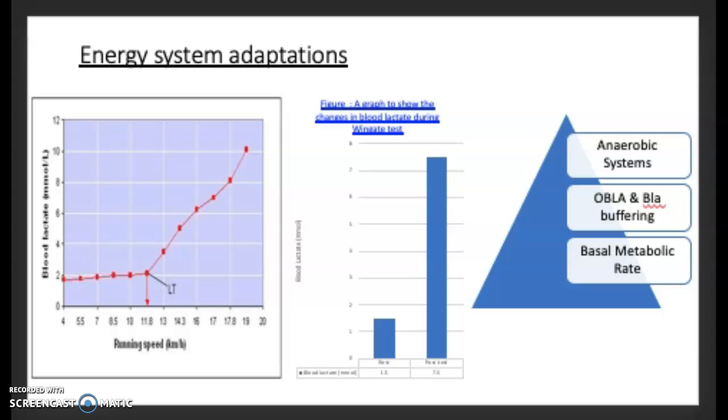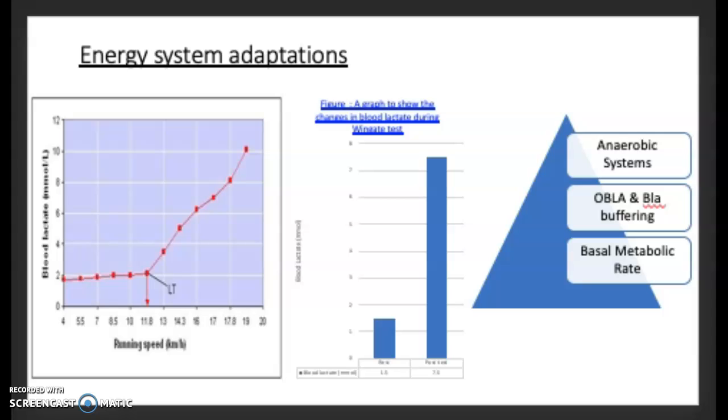This is because long-term training of the anaerobic system results in the body increasing its buffering capacity and enables the body to work at higher intensities for longer. This will also help to reduce the OBLA, as talked about earlier. This is beneficial for athletes as it means that they can work for longer, as they are more tolerant towards the build-up of the lactic acid.